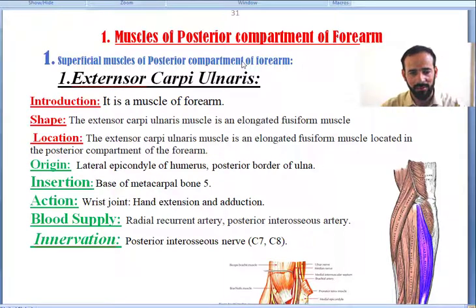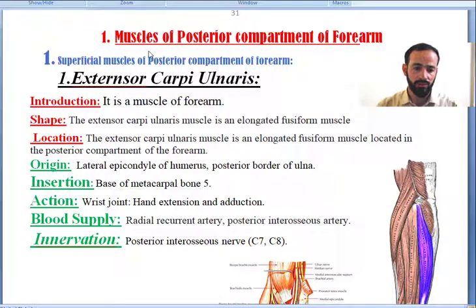We are discussing the muscles of the forearm, right? We started the discussion about the muscles of the upper limb. In that we have reached the muscles of the forearm, and then we discussed the muscles of the anterior compartment, which were the flexors and the extensors, right? The superficial and the deep muscles.